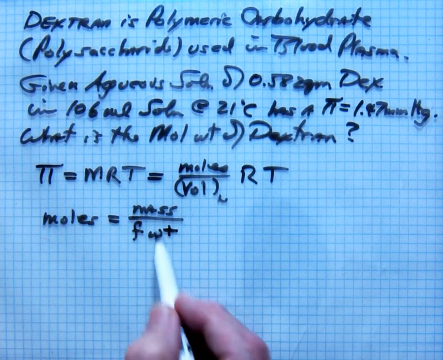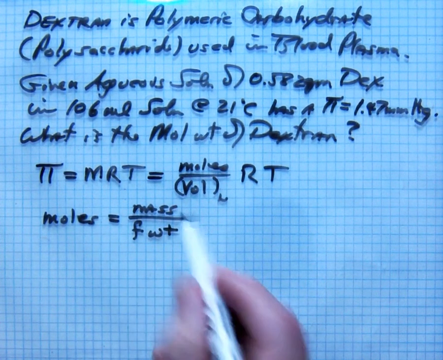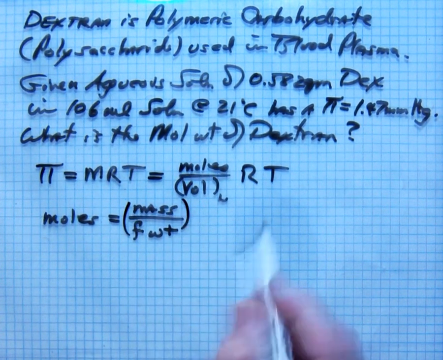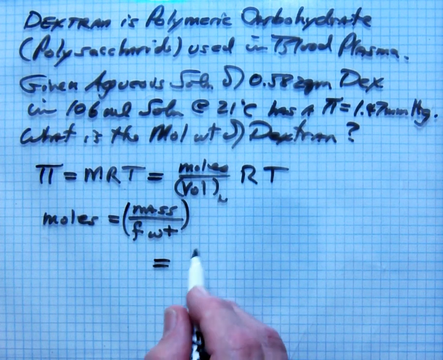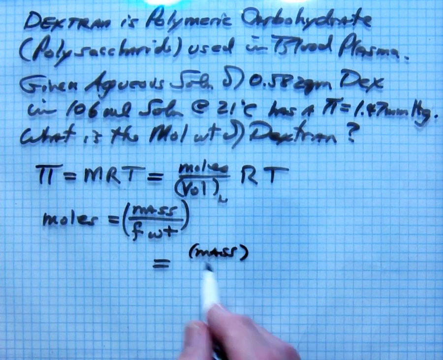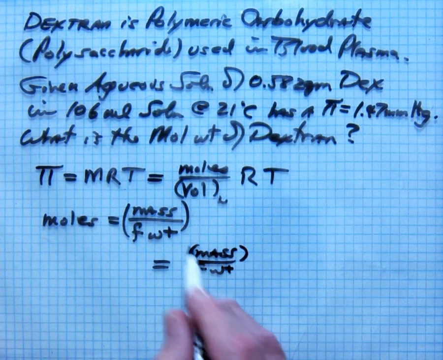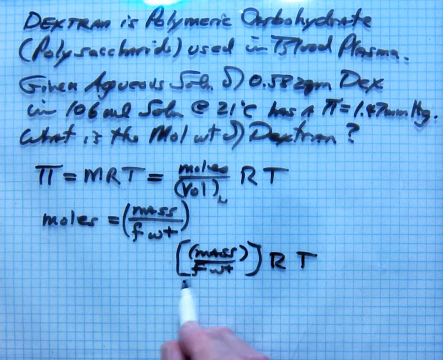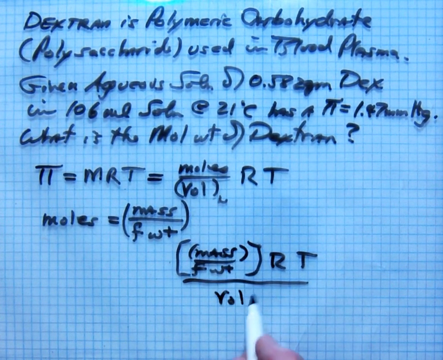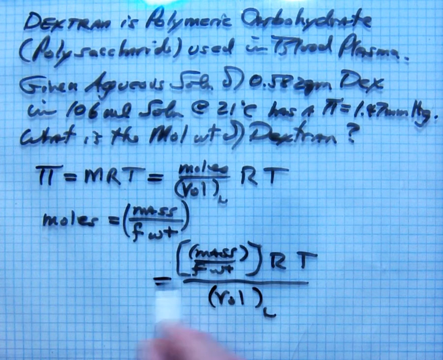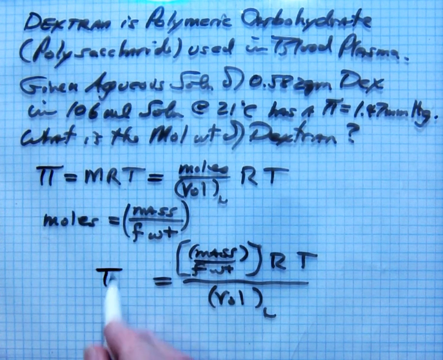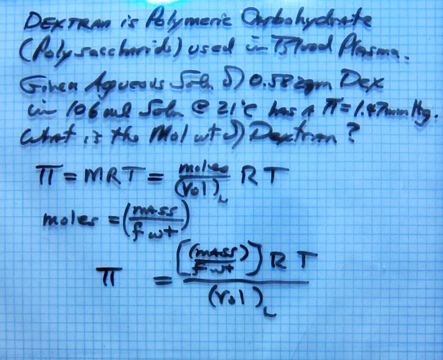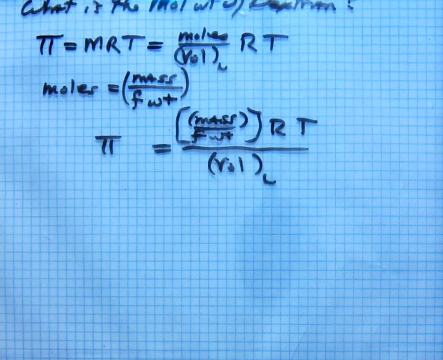And so what we want to do is substitute in here for moles. We'll have mass in grams divided by formula weight times RT divided by the volume of solution in liters, and all that's equal to the osmotic pressure. Now that looks kind of weird, but all I'm going to do is solve for the formula weight and then plug in all the existing data. Now you can simply memorize the equation if you want.